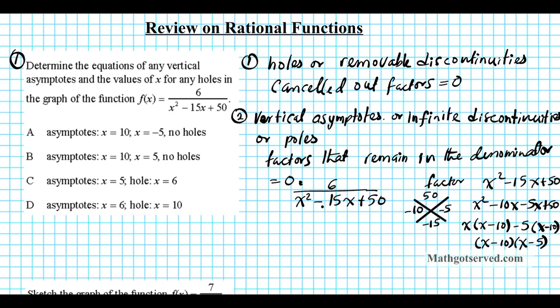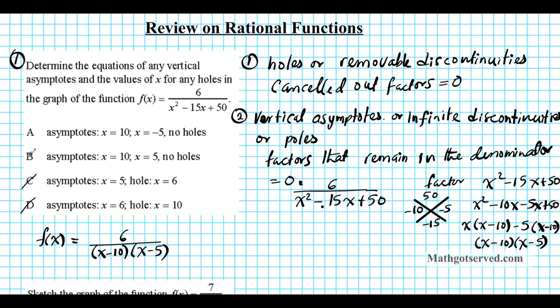All right, so our original function f of x in its factored form can be written as 6 divided by x minus 10 times x minus 5. Okay, now let's inspect this to see if we have any holes. Can we cancel out any factors in the numerator and denominator? Is anything common? The answer is no. So we can see that there are no holes in this problem, okay? Or no removable discontinuity. All right, so let's look at the options to see what can be eliminated. We can eliminate C and D because they indicate that there are holes in the problem.